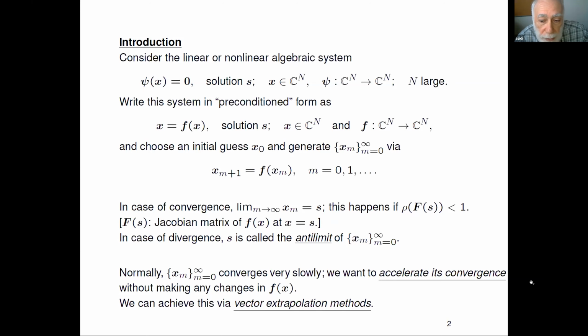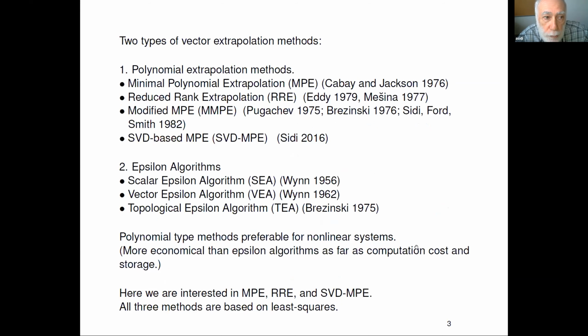So we can accelerate the convergence of the sequence by using what we call vector extrapolation methods. There are two types of vector extrapolation methods, polynomial ones and epsilon ones. The epsilon ones were the very first ones, actually, from about 60 or 70 years ago. The other ones came into existence later. And the last one is the one that I developed, which I call the SVD-MPE, basically meaning singular value decomposition based MPE.